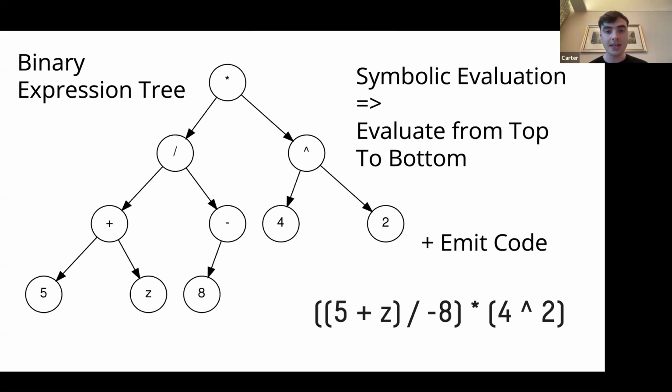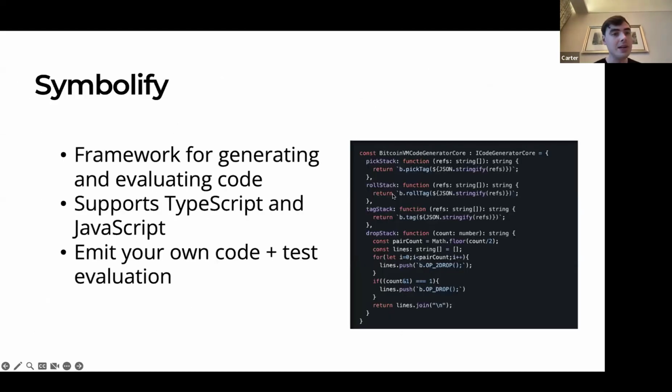So let's get into it, and we're actually going to do a little bit of a source code tour. Symbolic is a framework for generating and evaluating code. It supports TypeScript and JavaScript. And the cool thing is that it lets you emit your own code as you're evaluating and also test the evaluation within TypeScript so that you can really quickly see whether or not your code is working. So let's get into that.